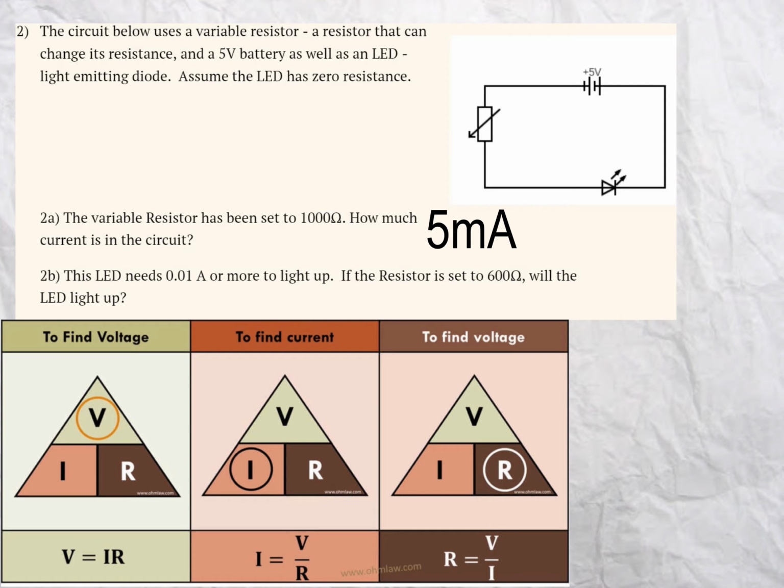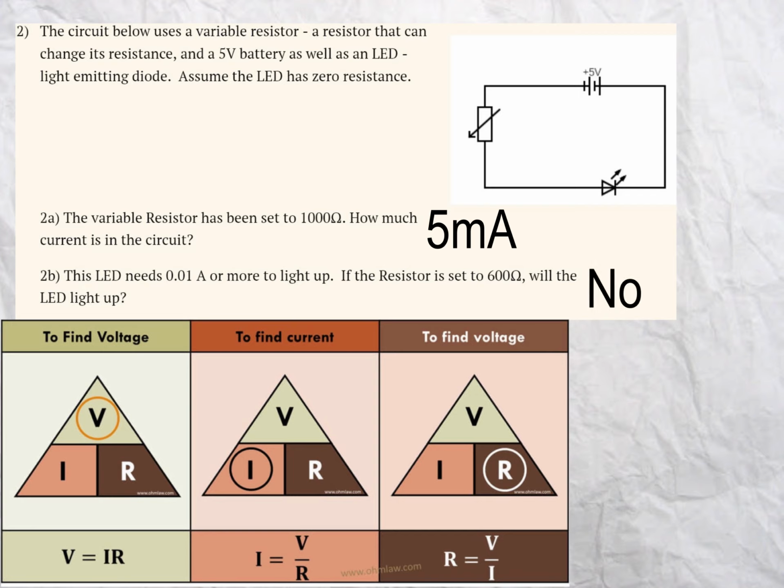The second part is similar, so we can use the same formula. This time V is 5 volts and R is set to 600 ohms. So let's use I equals V over R. 5 divided by 600 equals 0.008333 recurring. The question asks if this is enough to light the LED. Sadly, it is still less than the 0.1 required, so the LED remains off.